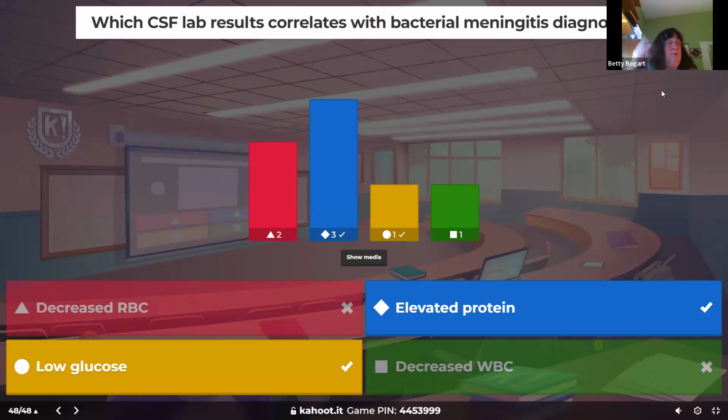Now, decreased red blood cells, you actually shouldn't see it unless they hit a cell in there. It's really not in the CSF, and I've seen up to 2,000 white blood cells to count, and that was a very sick child.